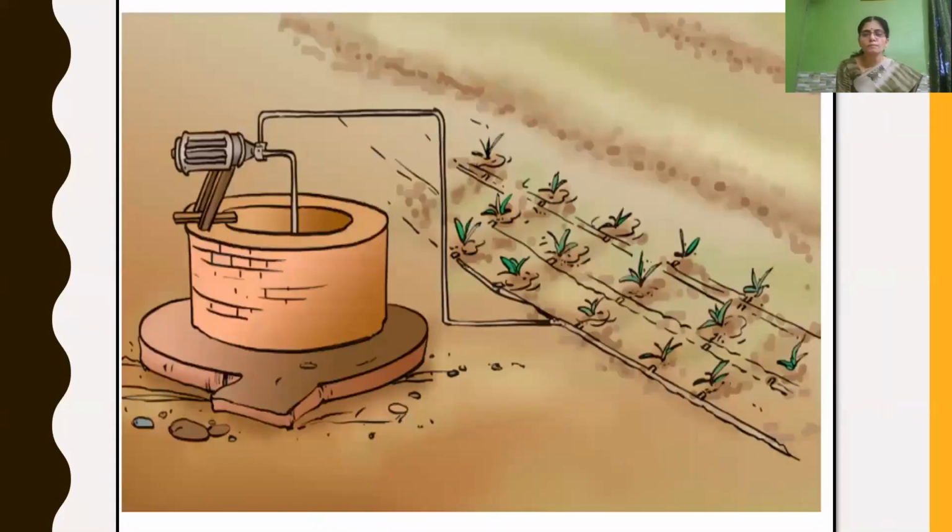And now, yes, you can see it is a modern method of irrigation. Which method is it? You can see it is the drip system of irrigation. Here water is directly supplied near the plants only, drop by drop. So this is called the drip irrigation system. It is used to conserve water, and it is useful where there is water scarcity.